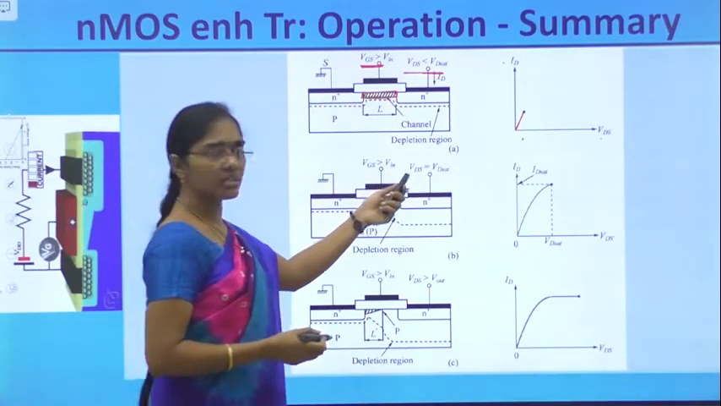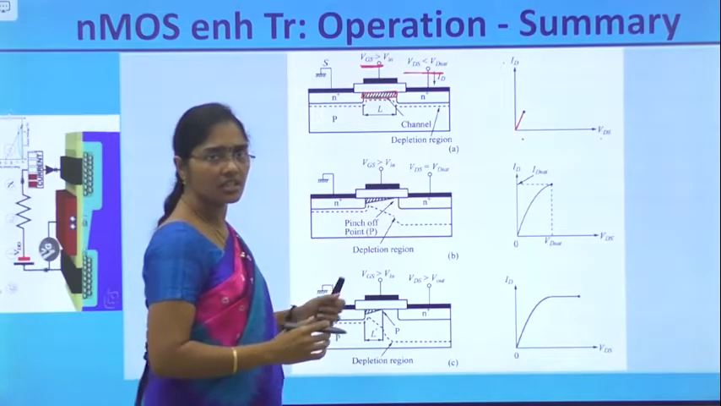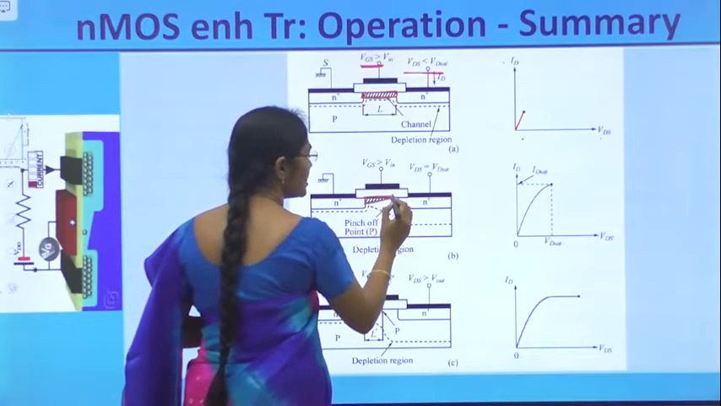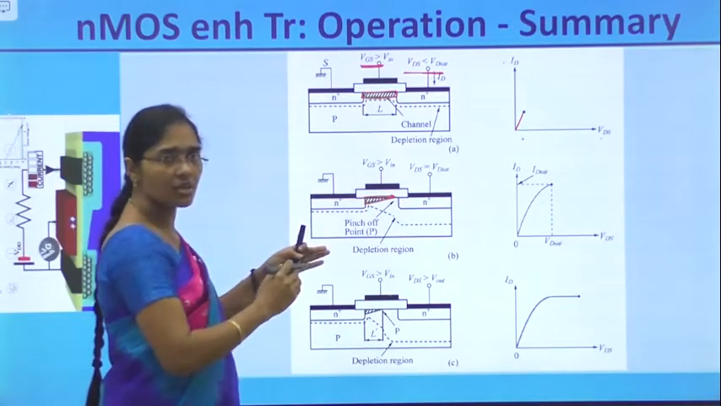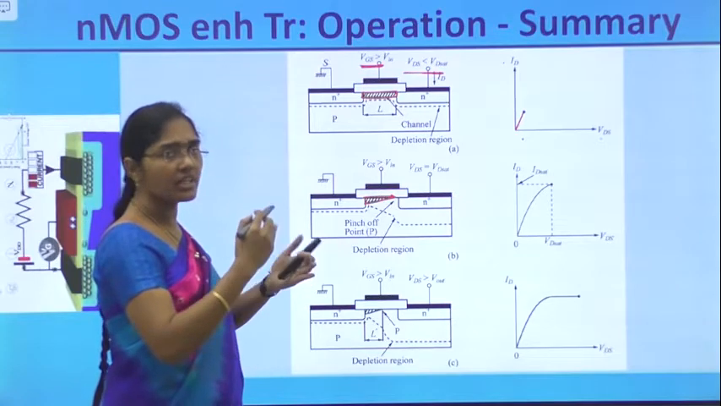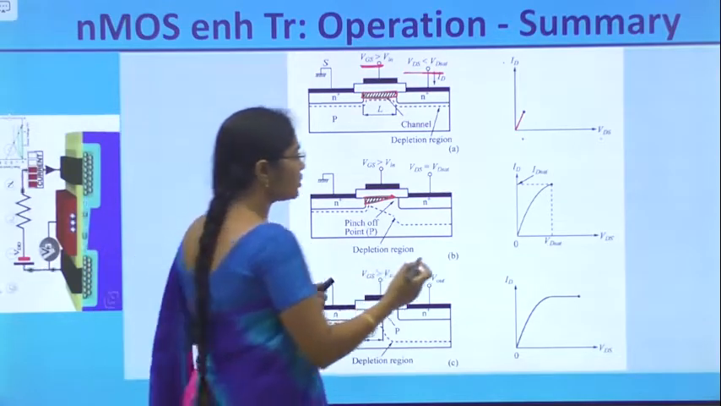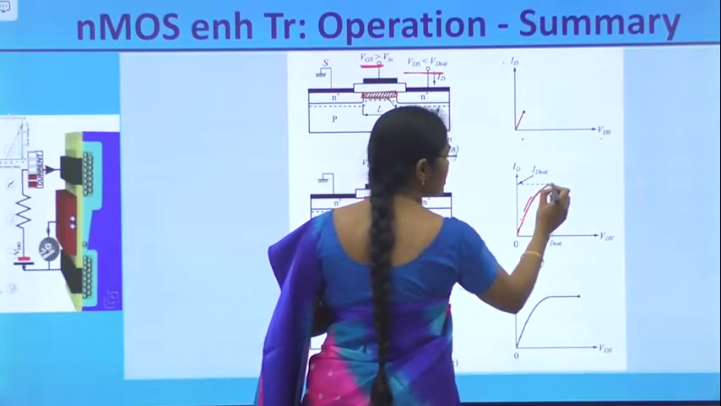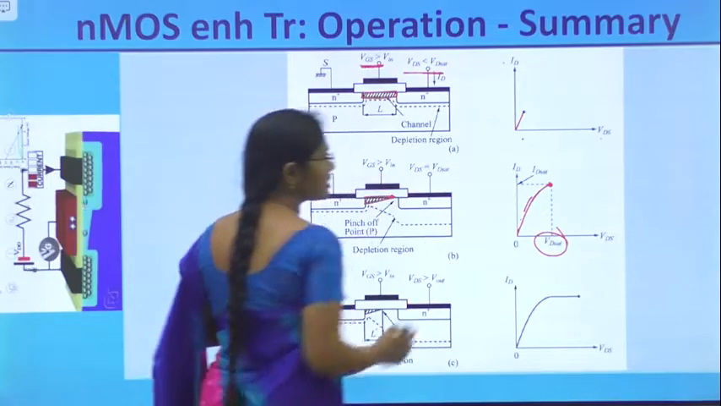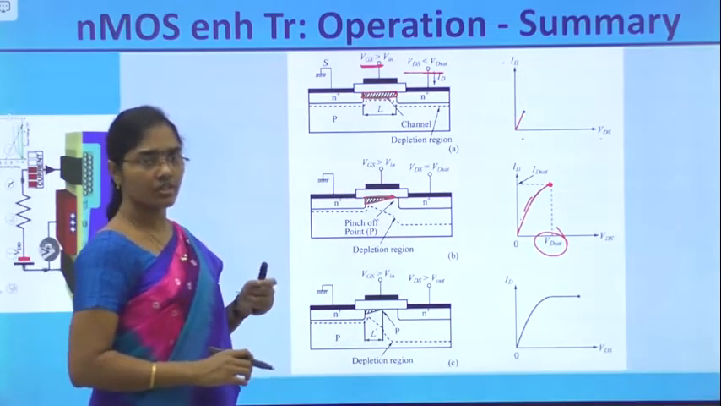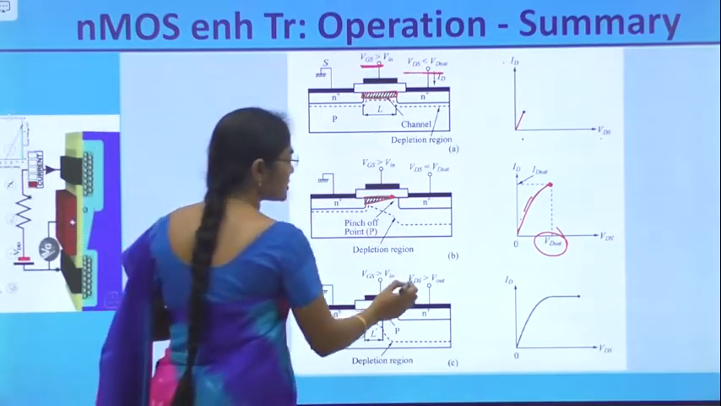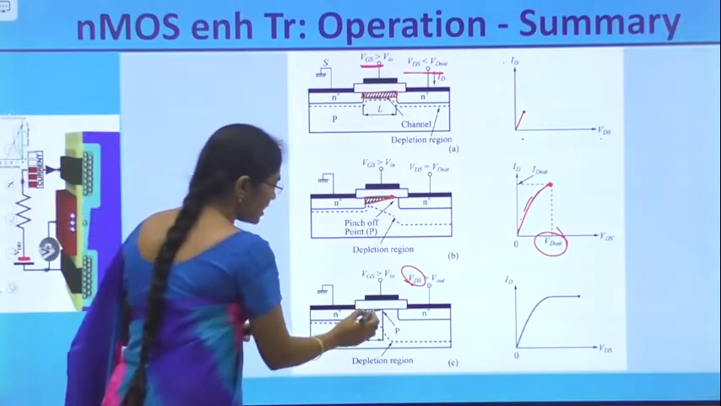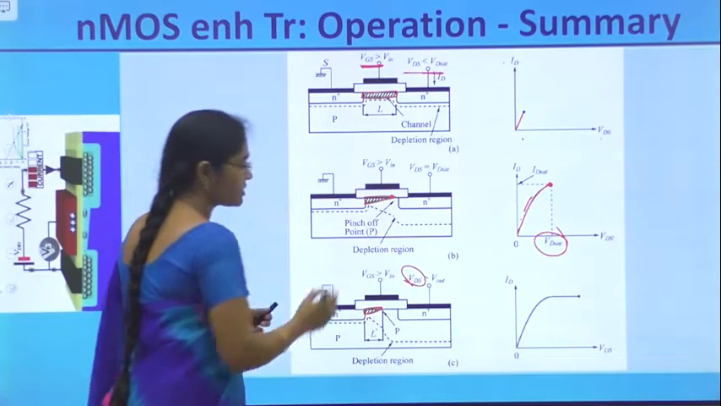Whereas, whenever VDS is increasing towards VDSAT, then what will happen? The channel is pinching off. Channel pinching off means it is changing its shape. The current is making a non-linear relation. It is changing into like this. So, after the linear resistance, it is reaching a maximum value at VDS equal to VDSAT. Then what will happen? Since VDS is still increasing and it is greater than VDSAT, the channel is still reduced. Still it is pinched off.